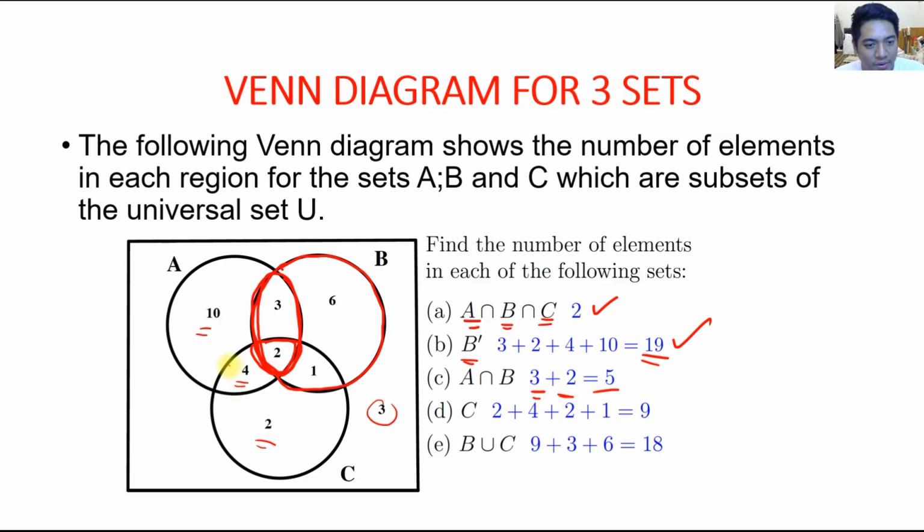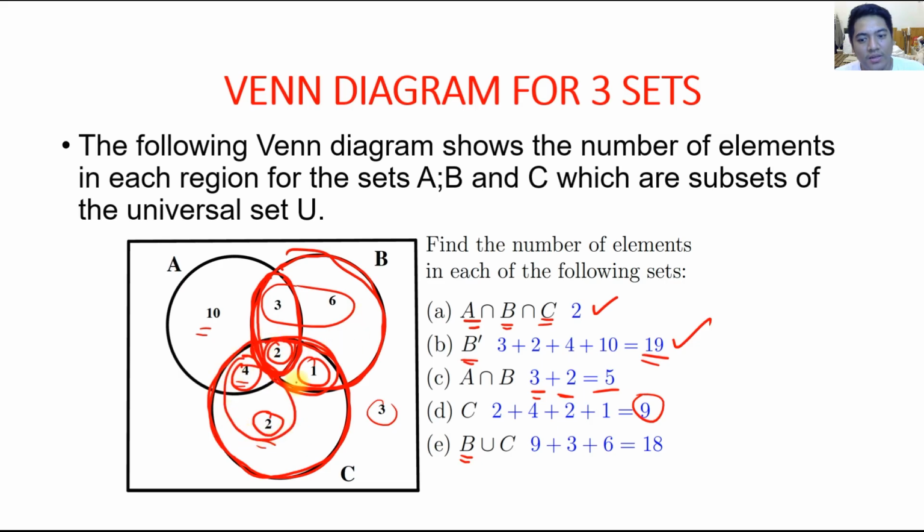For C, it's very simple. Add up all the values in C. So you have 4, 2, 1, and 2, which is 9. And lastly, B union C. So all of the numbers in B and all of the numbers in C. So you're going to add: you have 9, you have 3, you have 6, which totals 18.